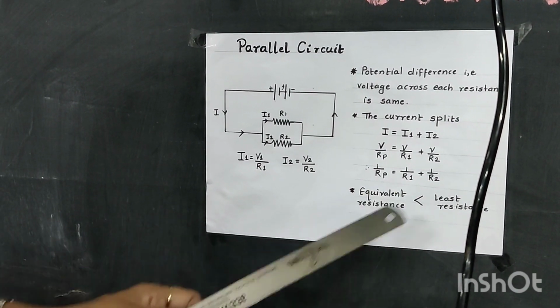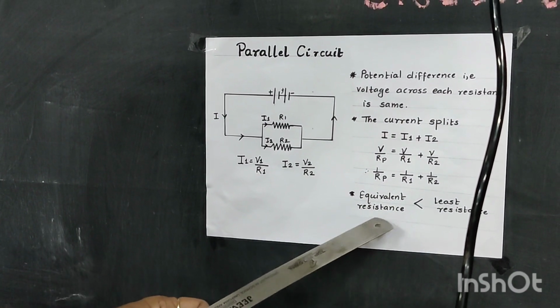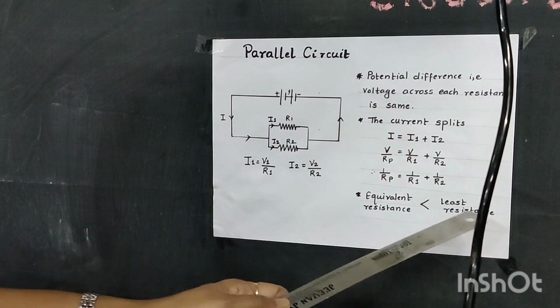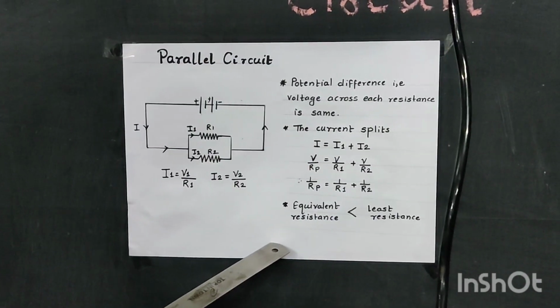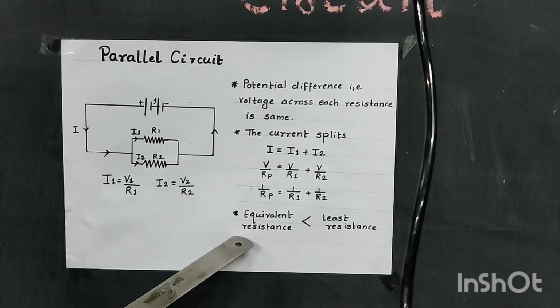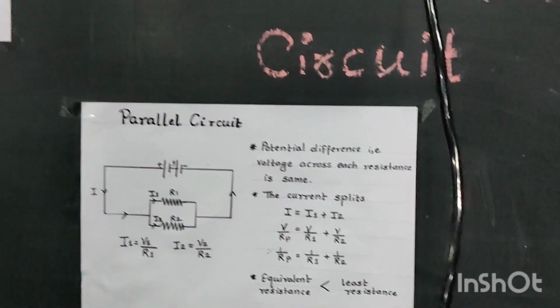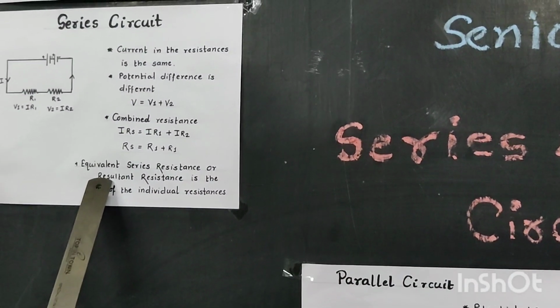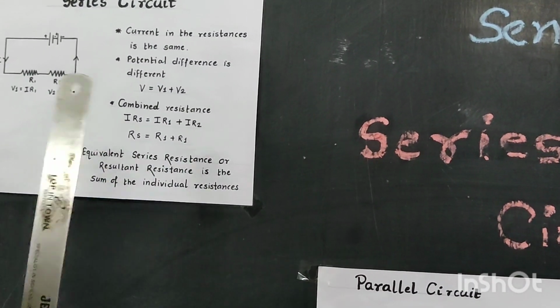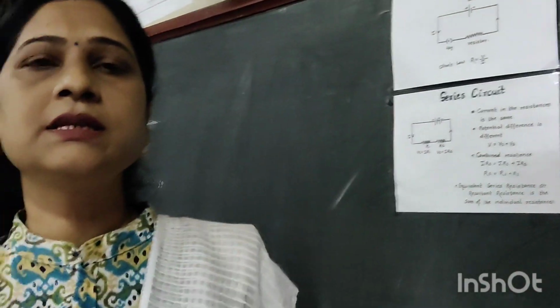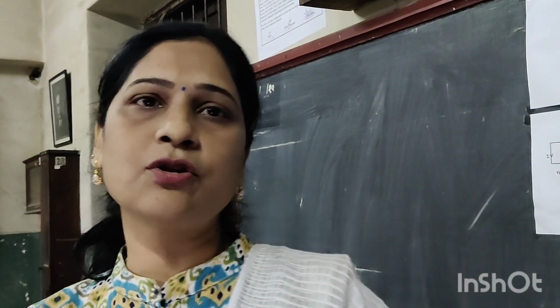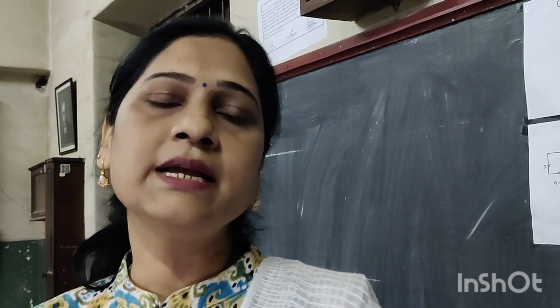What does it mean? It means that the equivalent resistance is less than the least resistance in a parallel circuit, and that's why the bulbs glow very bright. But in the series circuit, the equivalent resistance is more than the maximum resistance, and in this way we can explain the series and parallel combination of resistances to our students by using this teaching aid.